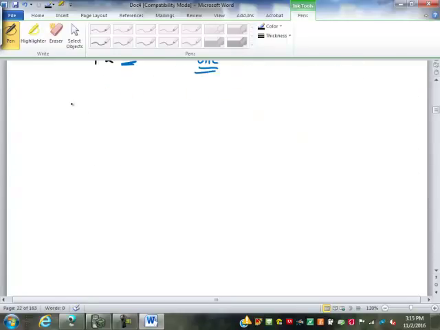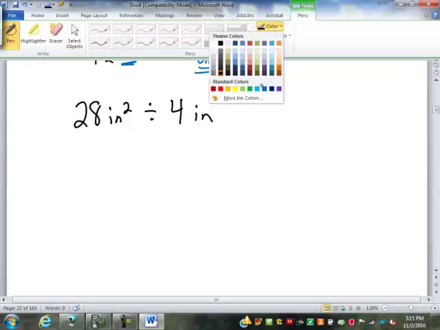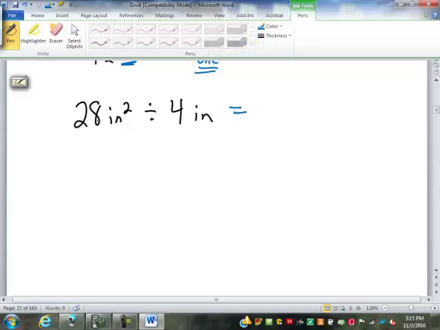But what if we are dividing by a measurement, or dividing by something with units on it? I'm going to go back to inches for now, just to keep it more familiar. Let's say I have 28 square inches divided by 4 inches. Well, I'm going to combine my counts. 28 divided by 4 is 7. But when we multiply or divide, we must also combine the names. Inches squared divided by inches is just inches.